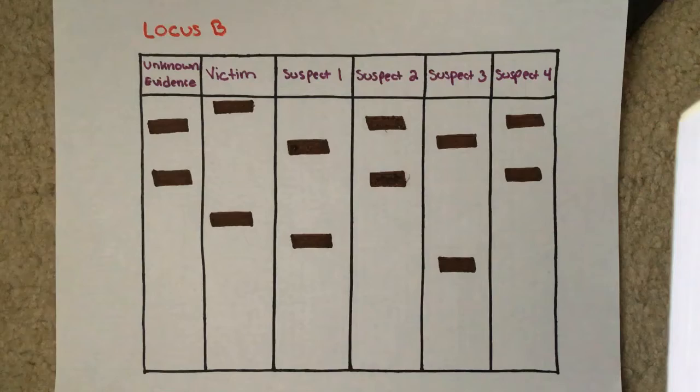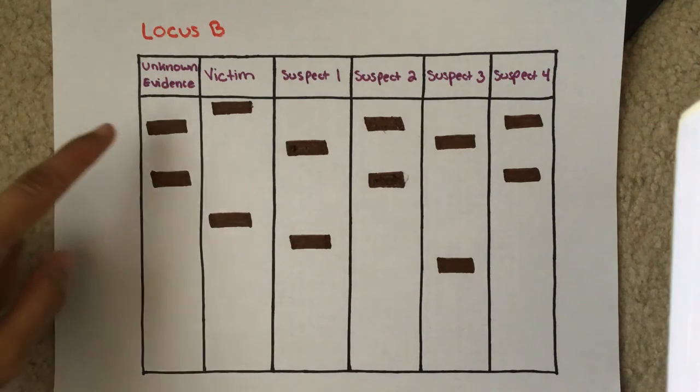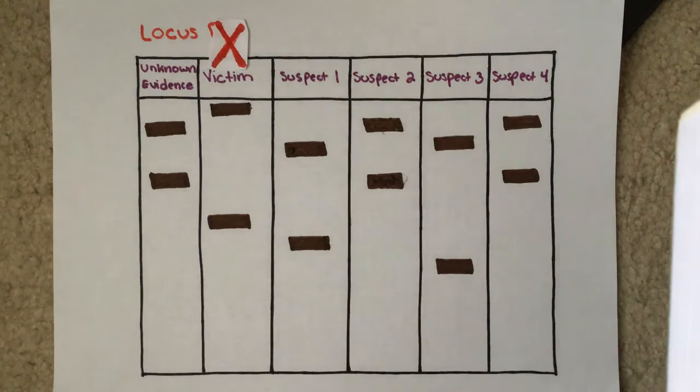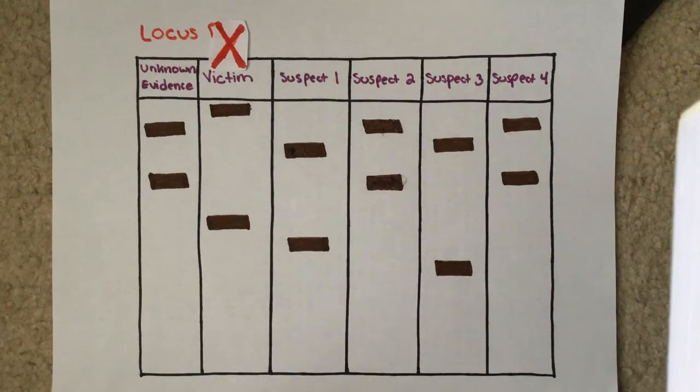At locus B, here are the two alleles of the unknown evidence. We can see that the victim does not match any of the unknown evidence, so we can exclude them. Suspect 1 also does not match any of the alleles of the unknown evidence, so we can exclude them as well.